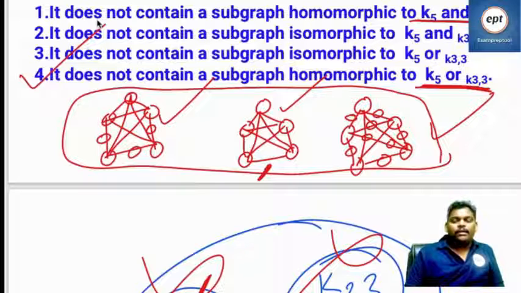The statement says: which does not contain K5 or K33. Option 1 is saying that both cannot be there. Indirectly, option 1 is saying that if K5 is there, no problem. No. Which does not contain K5 or K33. Option 1 is saying it does not contain both.